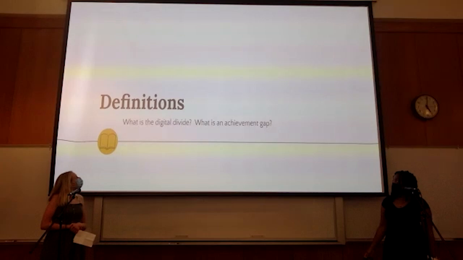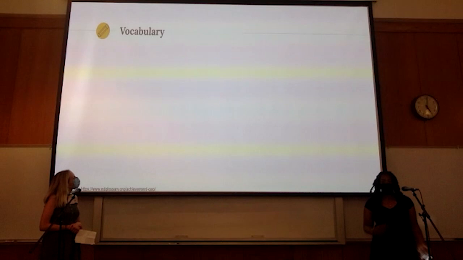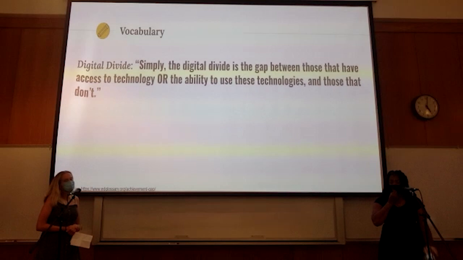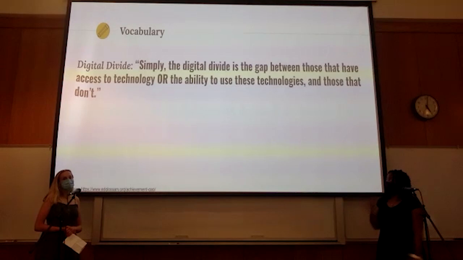Okay, so definition. What is the digital divide and what is an achievement gap in education? So simply, the digital divide is the gap between those that have access to technology or the ability to use these technologies and those that don't. Oftentimes, it's misinterpreted as just the gap between those that have access to technologies. People tend to forget that you fall victim to the digital divide if you don't have the ability to use these technologies, whether that's through broadband internet access or the skills to use it.